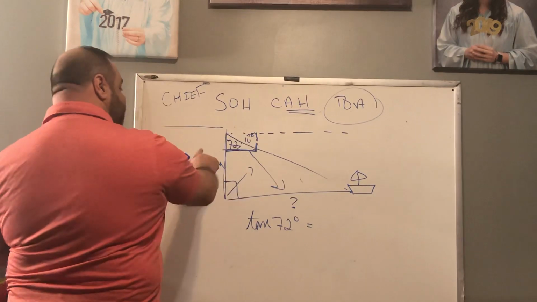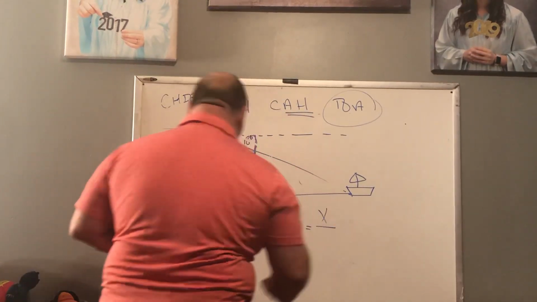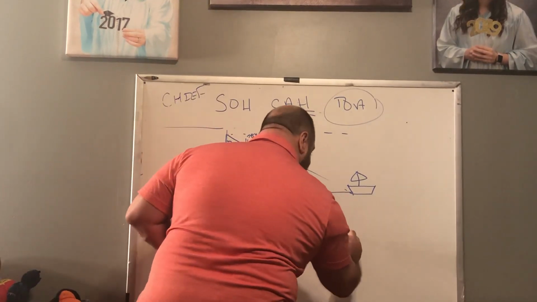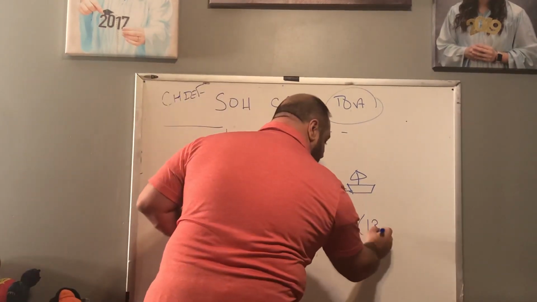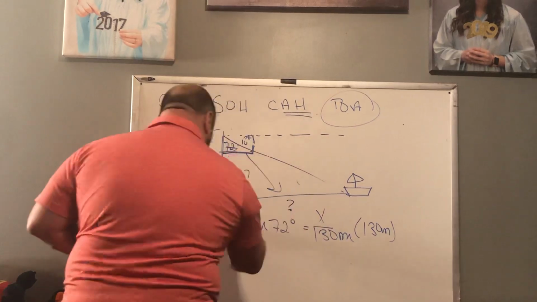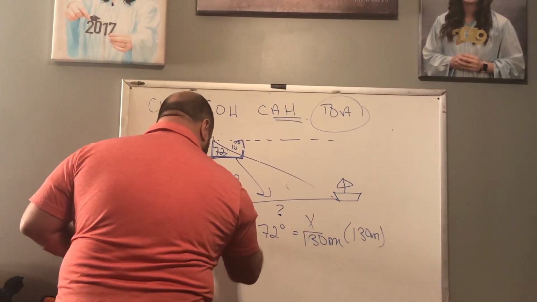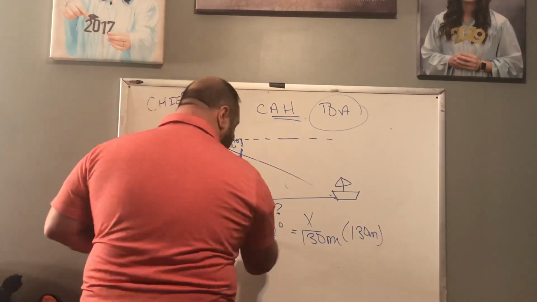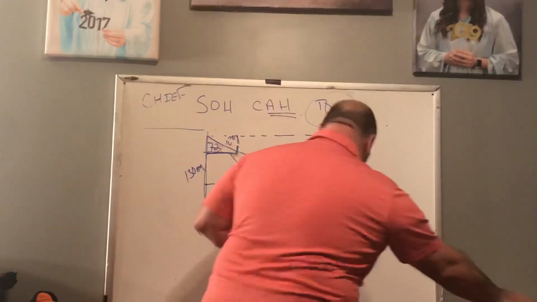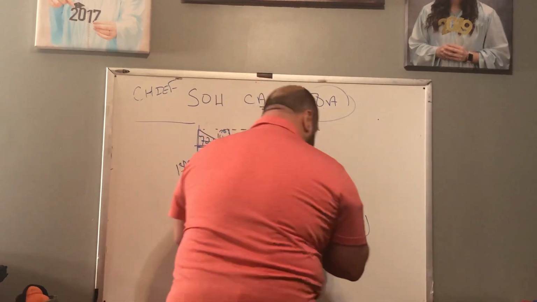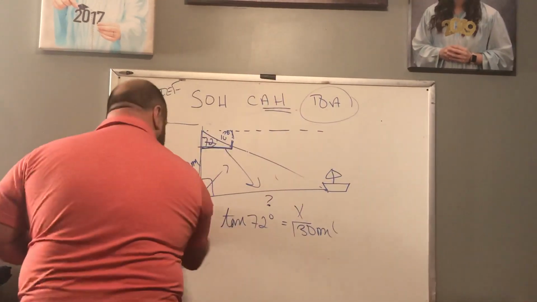opposite over adjacent. So x over 130 meters. Let's get x by itself. So we're going to multiply both sides by 130. Well, before we get to 130, we should find the tangent of 72 degrees. I got a little ahead of myself there. So let's do that first before we get x by itself.